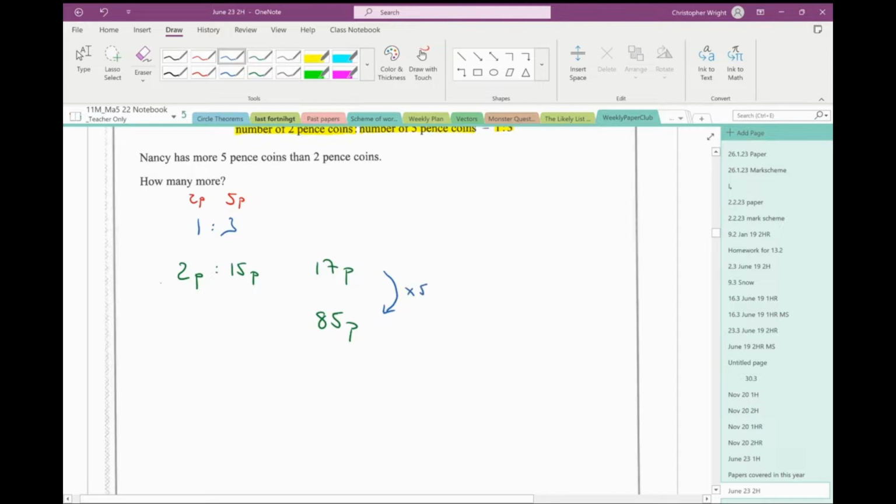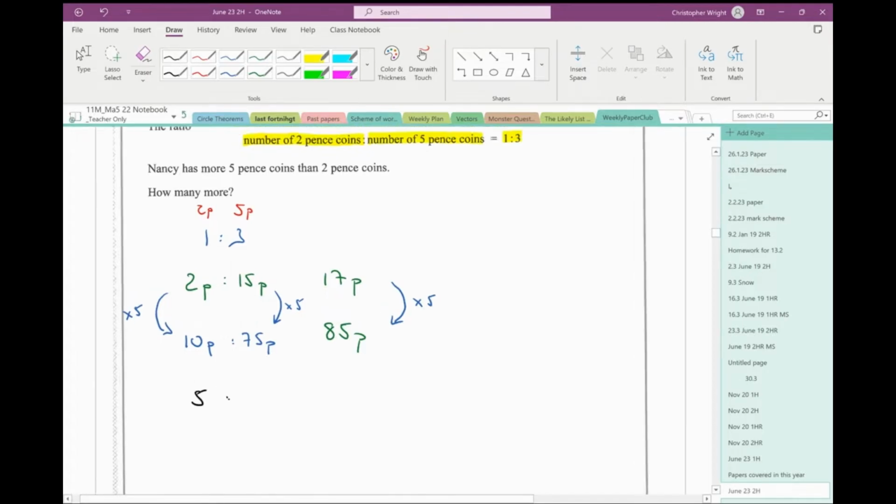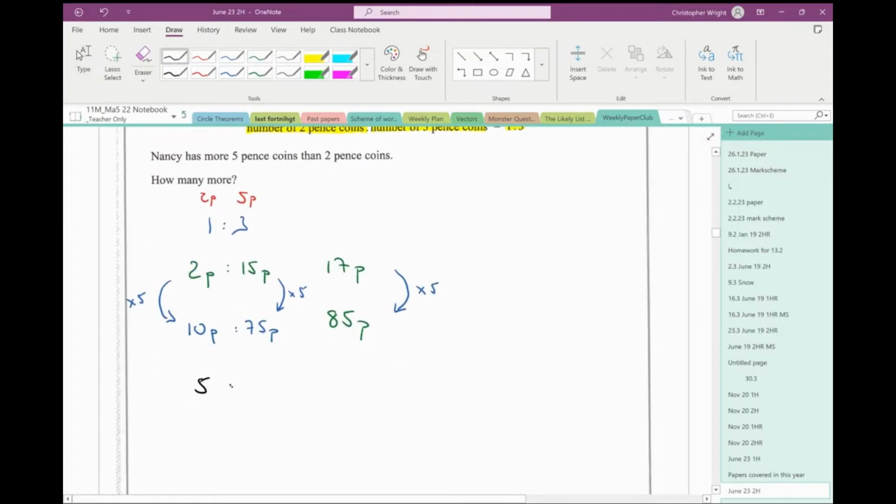So of the 85 pence, 10 pence is made up of 2 pence coins, and 75 pence is made up of 5 pence coins, because 15 times 5 is 75. So that tells me that she must have how many 2 pence coins? Well, she's got 10 pence worth of 2 pence coins. She's got 5 2 pence coins. And she's got 75 pence of 5p coins, means that she has 15 5p coins.